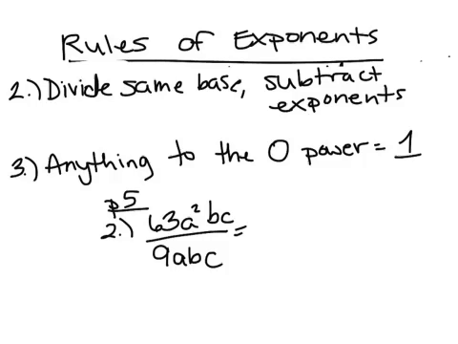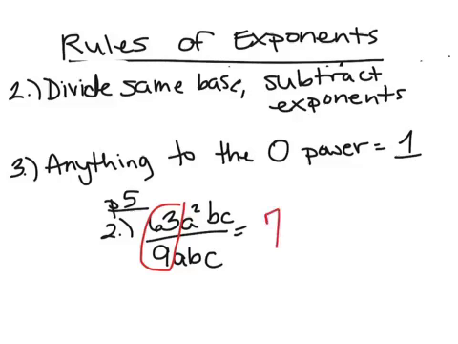Alright, then we've got two more rules. One rule is that if we're dividing the same base, we have to subtract the exponents, and another property says that anything to the 0 power is going to equal 1. So here I have 63 divided by 9. Since I'm dividing, I want to go ahead and divide that, and 63 divided by 9 is 7.